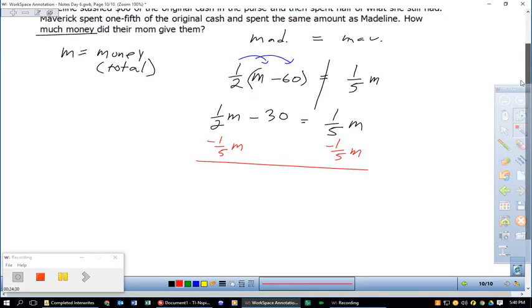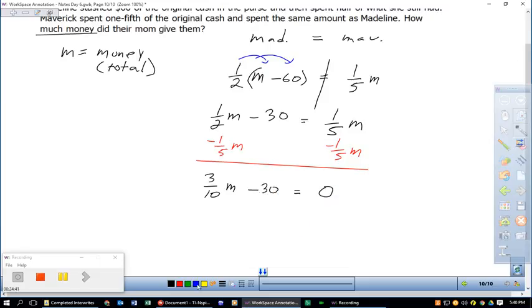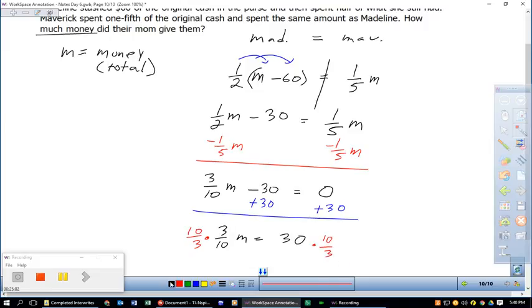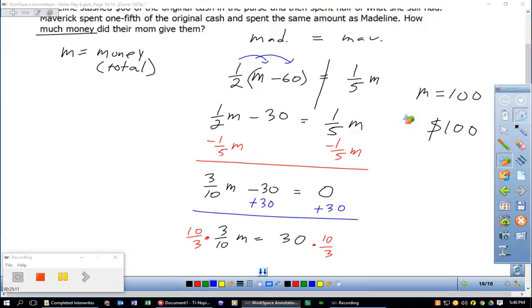Subtract 1/5. That will give me 3/10, I believe. 3/10 m minus 30 equals 0. Adding 30 to both sides, I get 3/10 m equals 30. Now you can either divide both sides by 3/10, that'll work, or you can do like I choose to do, multiply by the reciprocal, 10/3. And that gives us that m equals 100. So they were originally given $100. And that is our solution.